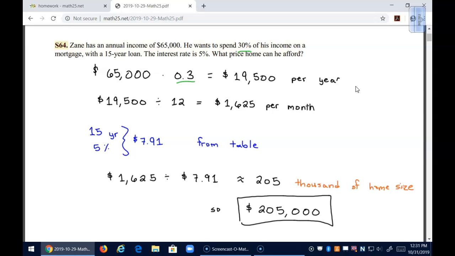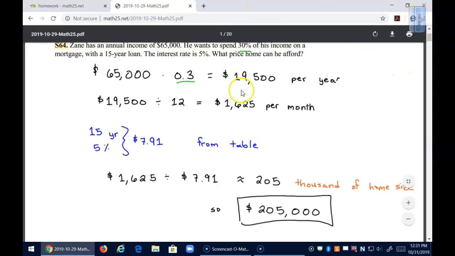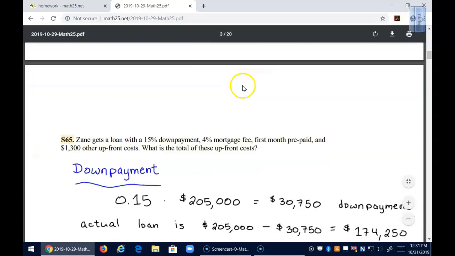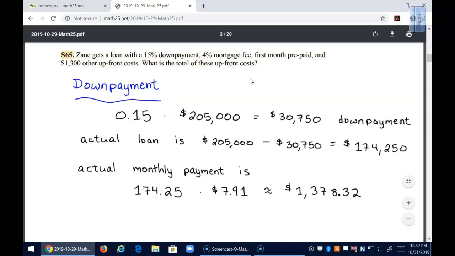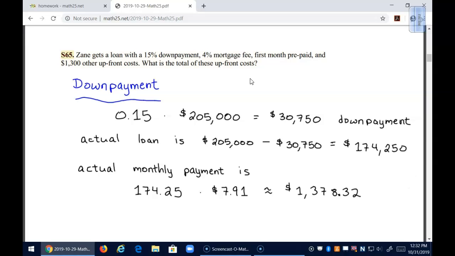The next step was he gets a 15% down payment. So if you wanted a house that was about $205,000, the 15% of that is this much down payment. We'll take away the down payment. So here's the loan he actually gets. It's smaller because he has a down payment. Again, every time he pays $7.91, that's $1,000 of loan. So he actually had not the 205, but only 174,000.